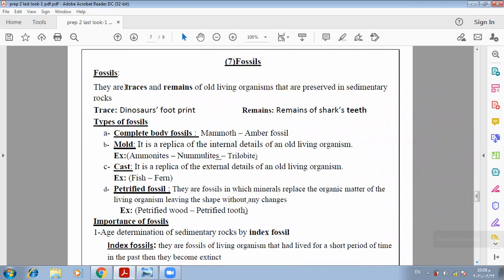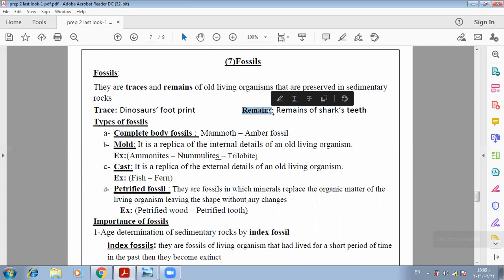Traces and remains. لما نلاقي عندي في definition traces and remains that is mean أنا في فعلا fossil. طيب وبعدين which preserved اللي كان عندي في old living organism preserved in sedimentary rock. Preserved, saved in sedimentary rocks. What's the meaning of trace? أو إيه الexample عندي for trace? Trace like dinosaur footprint, remain like remains of shark teeth.